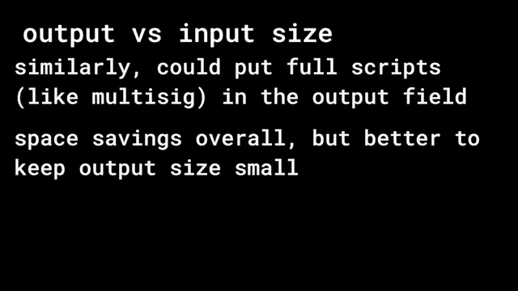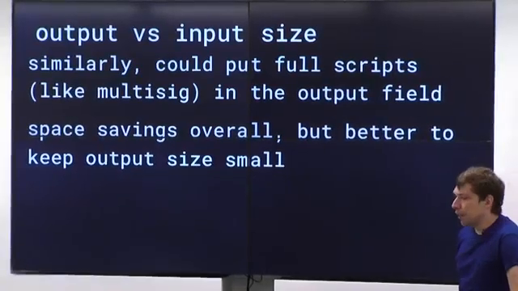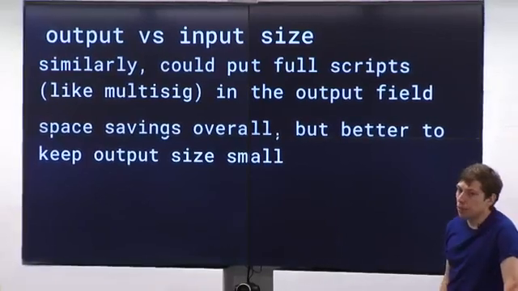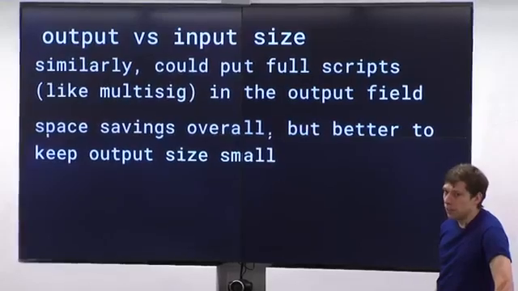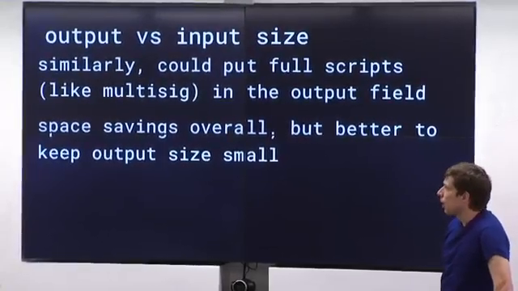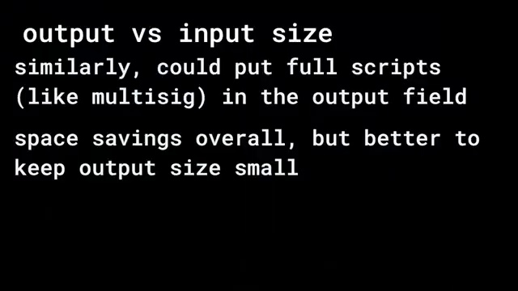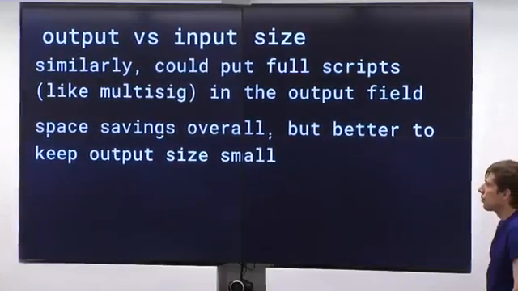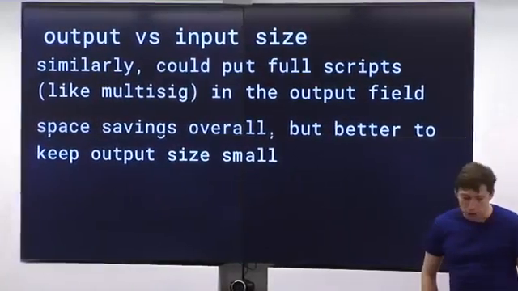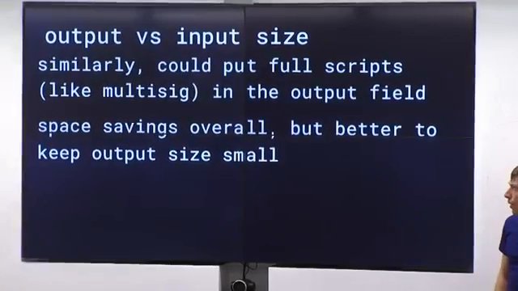Similarly, same thing with pay to pub key hash versus pay to pub key. Instead of pay to script hash, you could put the whole script in an output, like a multisig. You could just have all 3 of your keys in your output script, and that would save space overall. Your output is 20 bytes, and then you reveal your whole 100-byte script. So you save those 20 bytes. Same amount, but proportionally less, sorry. It is some space savings overall, but it's better to keep the output size small.